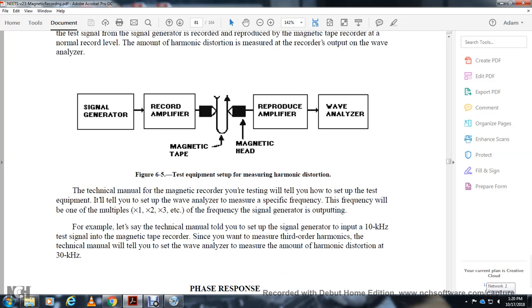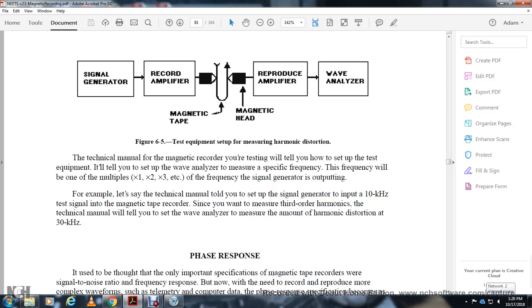Testing will use a specific frequency of the signal generator output, one, two, or three times that frequency. For example, if the signal generator is at 10 kilohertz on the recorder and you want to measure the third-order harmonic, you set the wave analyzer to the third harmonic.